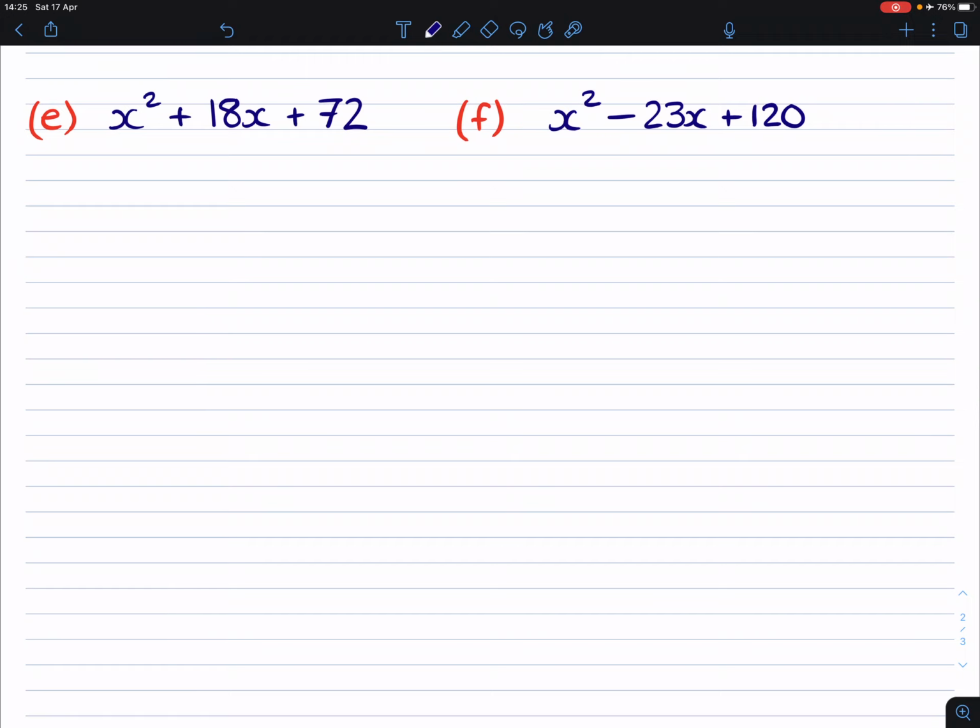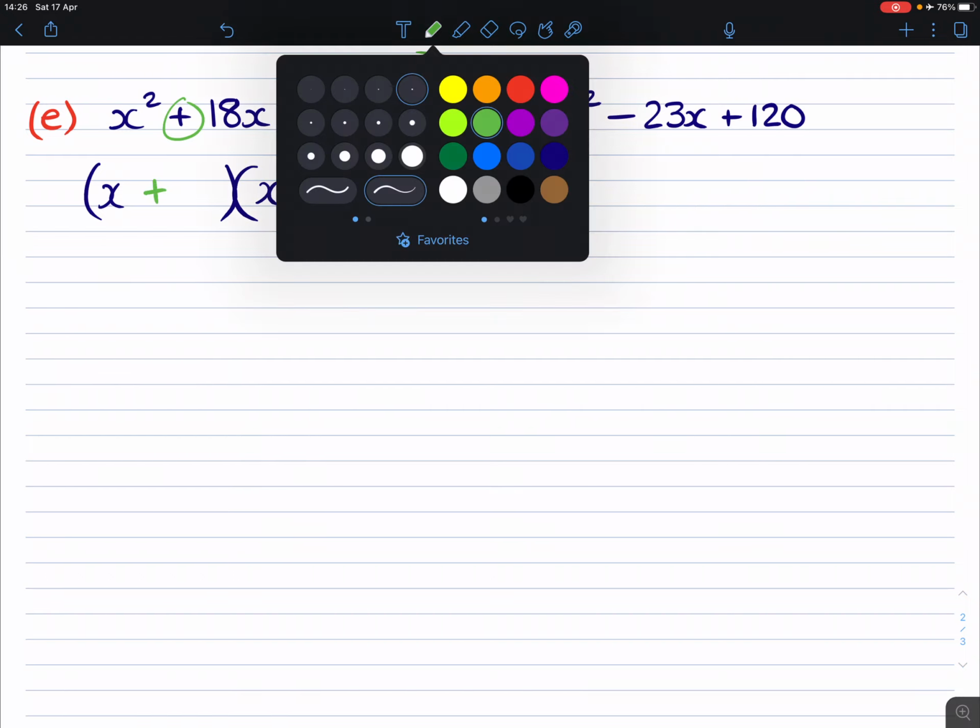So this next one here, nothing in common between x squared, 18x, or 72, so we look to see if we can go into double brackets. X times x makes x squared, so that part's okay. Positive 72 means they're going to be the same sign, so they're going to be a plus plus or a minus minus. The middle term will tell us which it is, so they are both plus.